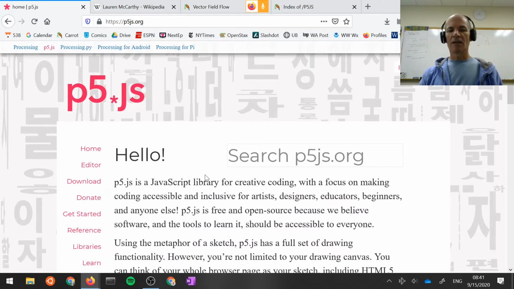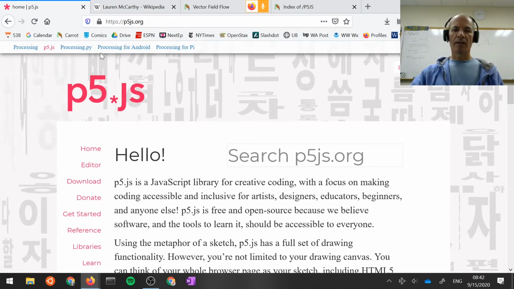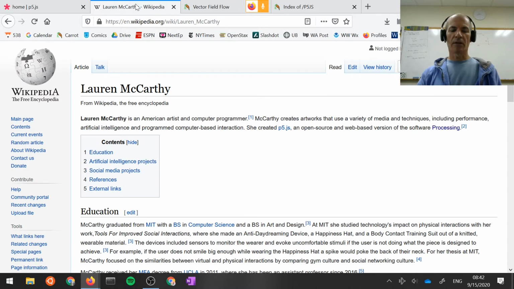And as usual with me, I'm using P5JS for 2 reasons. 1, it's free, and 2, you can put your programs on the web and therefore share them easily. So free and accessible, that's kind of my mantra in general. P5JS was developed by a visual artist and programmer named Lauren McCarthy. She went to MIT and worked at the Media Lab there, and I think she's now maybe at UCLA or something. And I'm forever grateful to her for developing this library. I've had a lot of fun with it over the years.